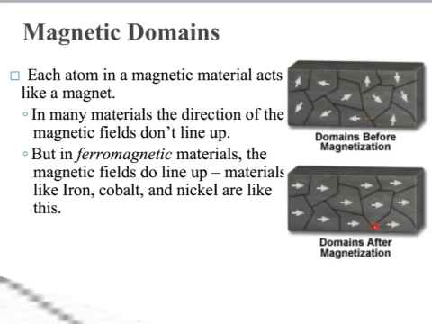But if it's a material that's not magnetized, then the fields point in all different directions and don't line up. All the fields need to line up in order for the whole thing to be a magnet. In ferromagnetic materials, the magnetic fields line up, and materials like iron, cobalt, and nickel are like this, which means they can be magnets.